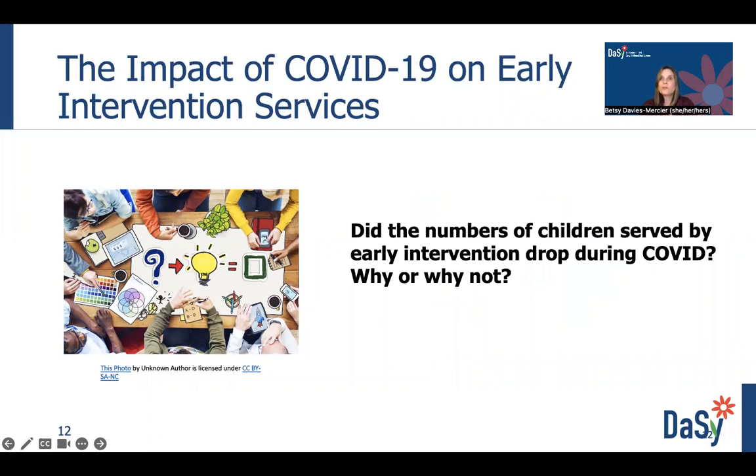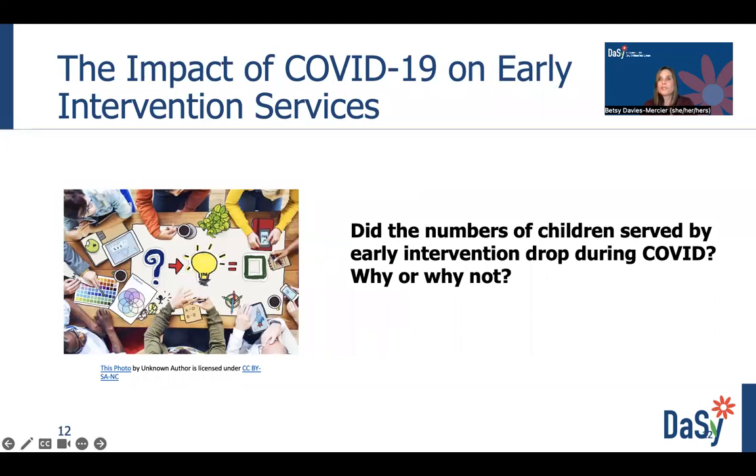You have a hunch that the numbers of children your program served may have dropped during COVID, but you don't know the extent of the problem or why the numbers may have dropped. So your questions are, did the numbers of children served in your program drop during COVID-19, and why or why not? Notice that you're asking two different types of questions.